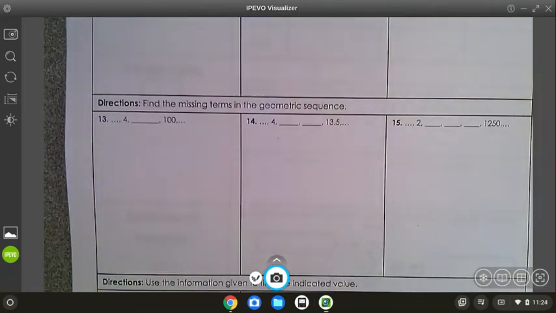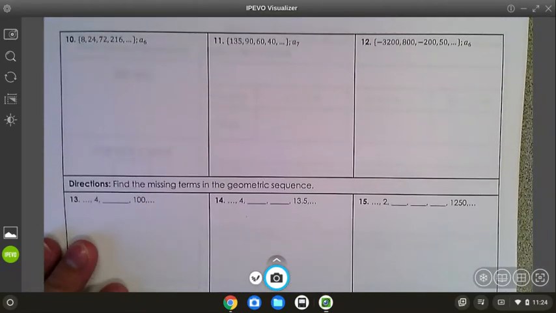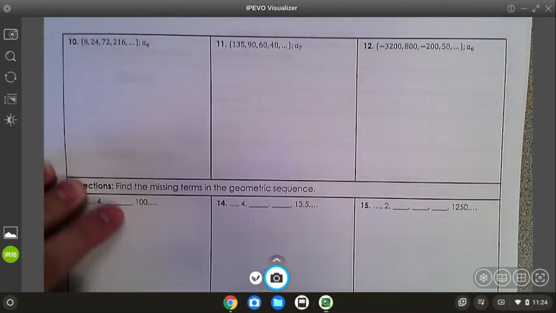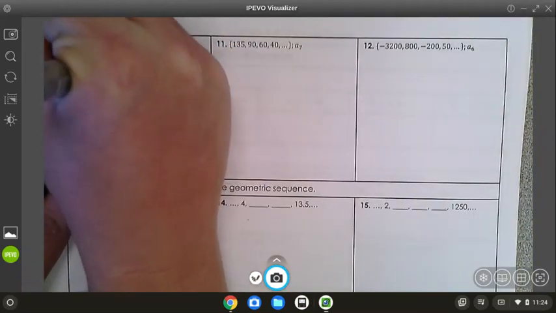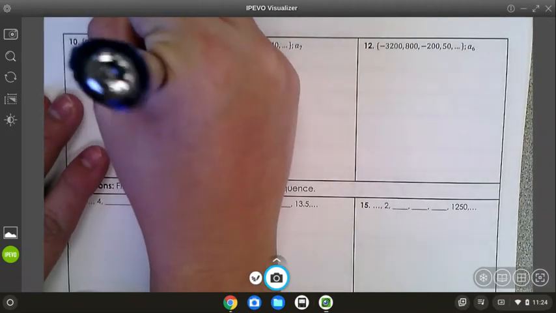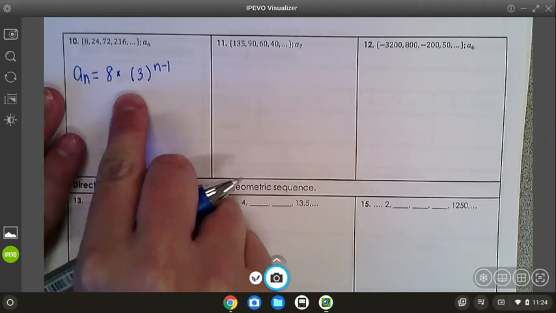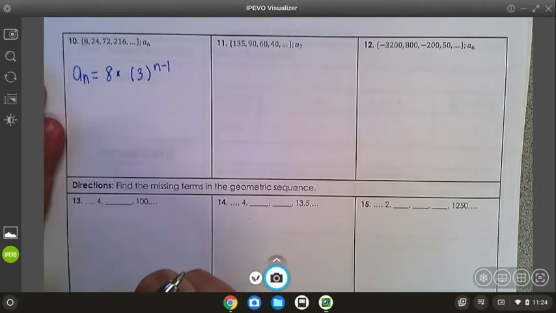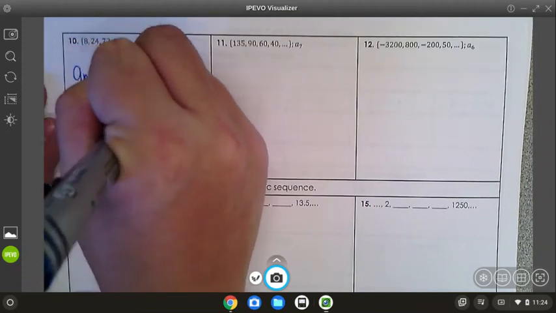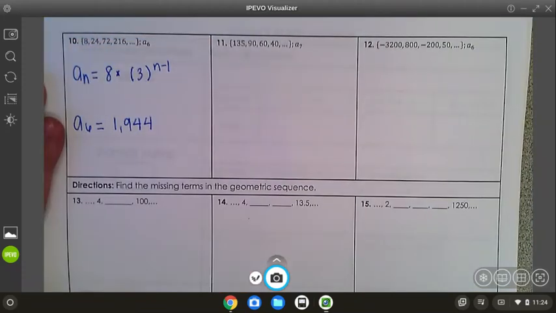And there's 3 more questions just like this. So why don't you work on questions 10, 11, and 12. So number 10, your A_n you should have got 8 times 3 to the n minus 1 power. And the 6th term is 1,944.